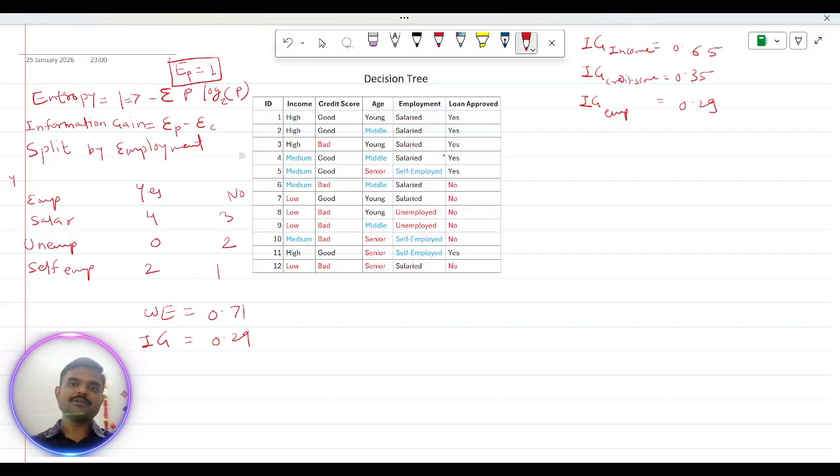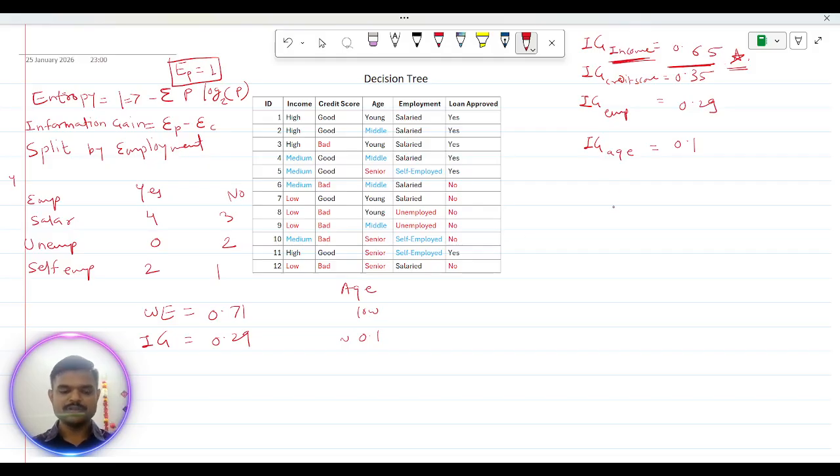And it is the same for age also. Weighted average for age is very low, and information gain is nearly 1. So if you calculate it, you can find out information gain from age is 0.1. So the most weightage goes to the income section. Here the income section, you can see it is the best. And we can split the decision tree.